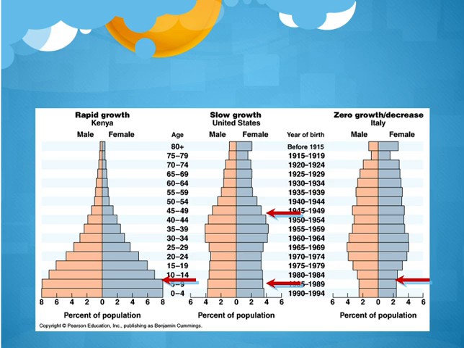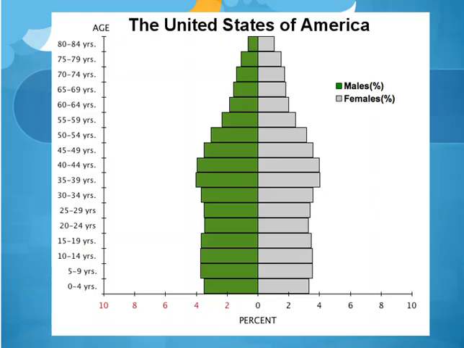It's important that you can compare pyramids, right? That you can see a pyramid from, say, Kenya, the U.S., and Italy, and talk about and think about how they're different. Right? Kenya has a lot of kids. You see that at the bottom there? The United States is a fairly balanced population, sort of middle-aged, and Italy is a much older population that is shrinking fairly rapidly.